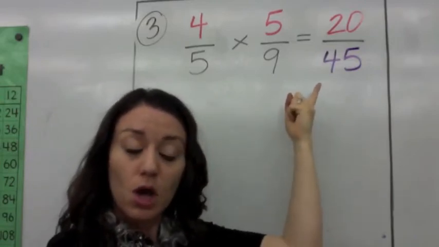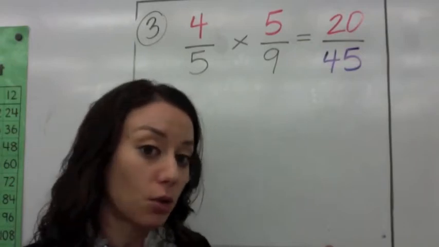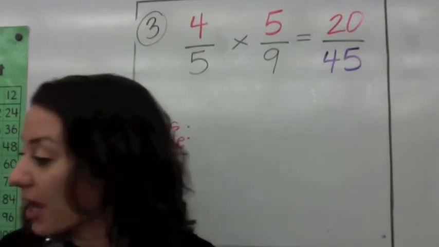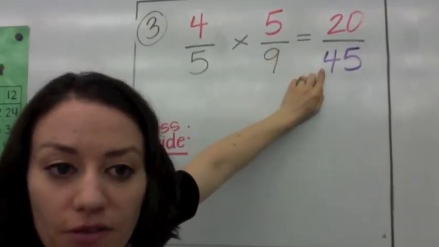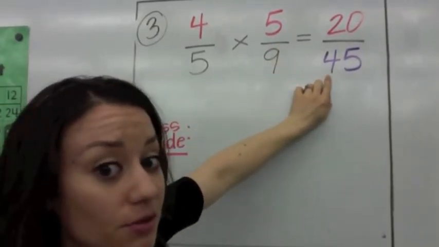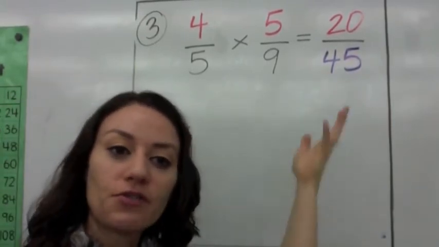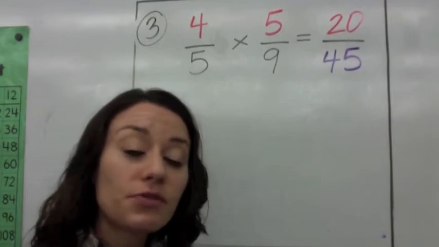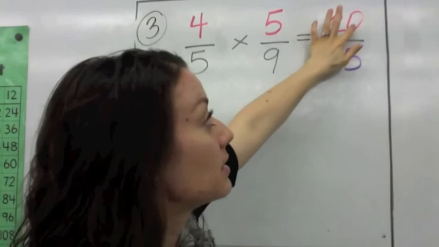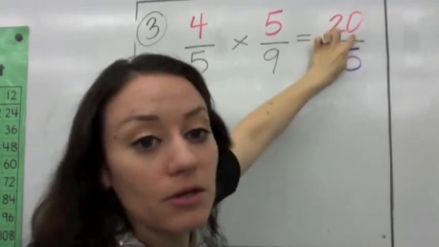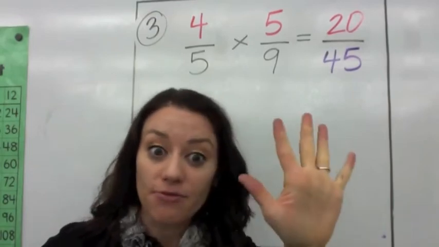Now, is this fraction in simplest form? Can you divide 20 and 45 by the same number to get a lower fraction? Yes, you can. Which number is that? Could you divide 45 by 2? No. So what about 5? The rule for divisibility is that you can divide by 5 any number that ends in 0 or 5. Does this end in 0? Yes. Does this end in 5? Yes. That means they're both multiples of 5.